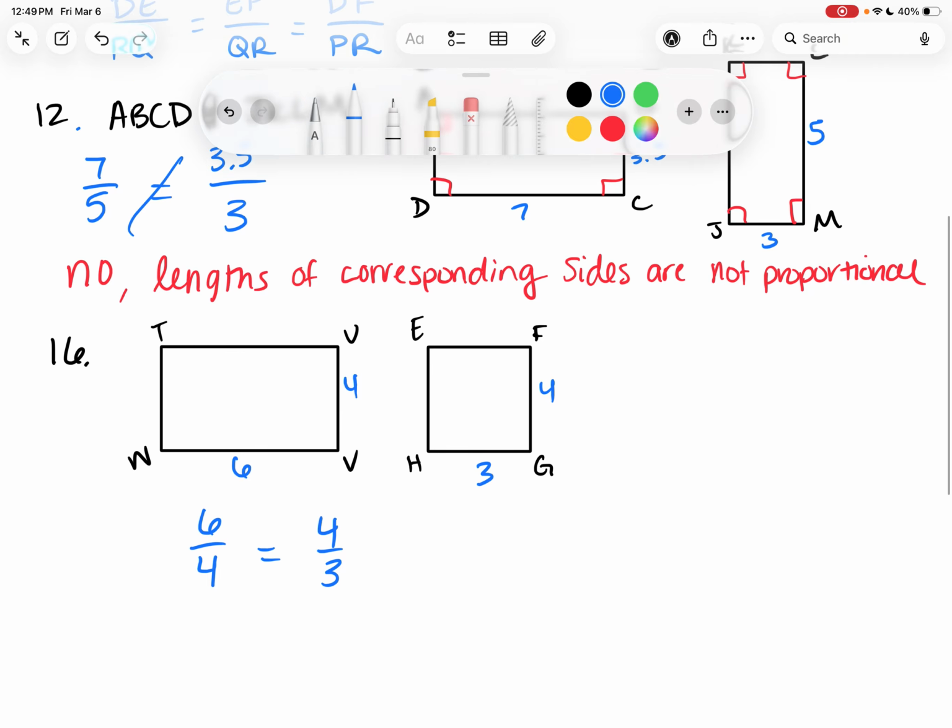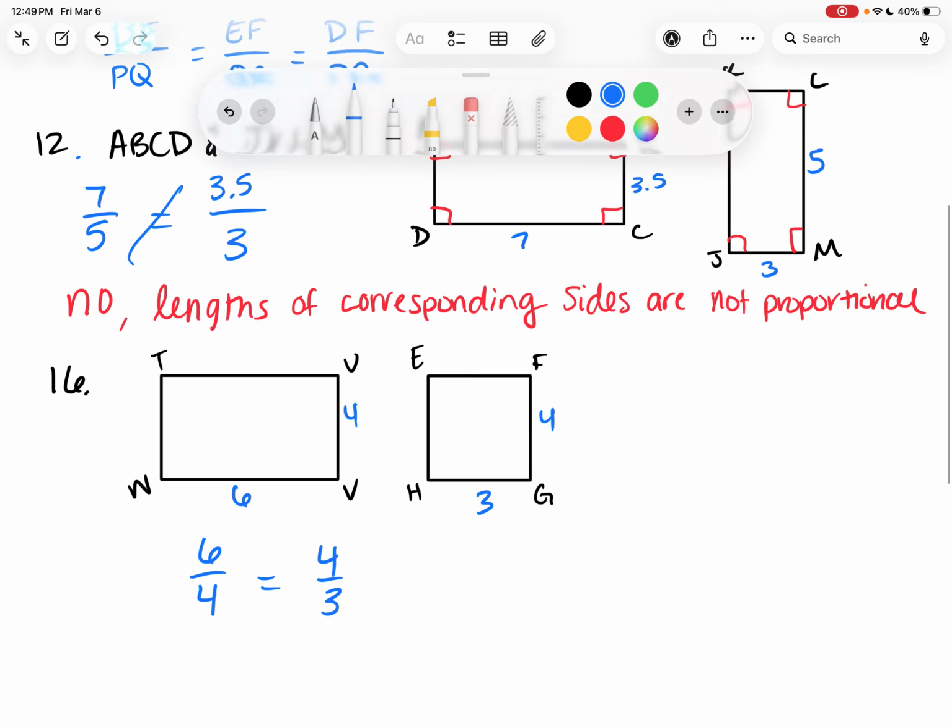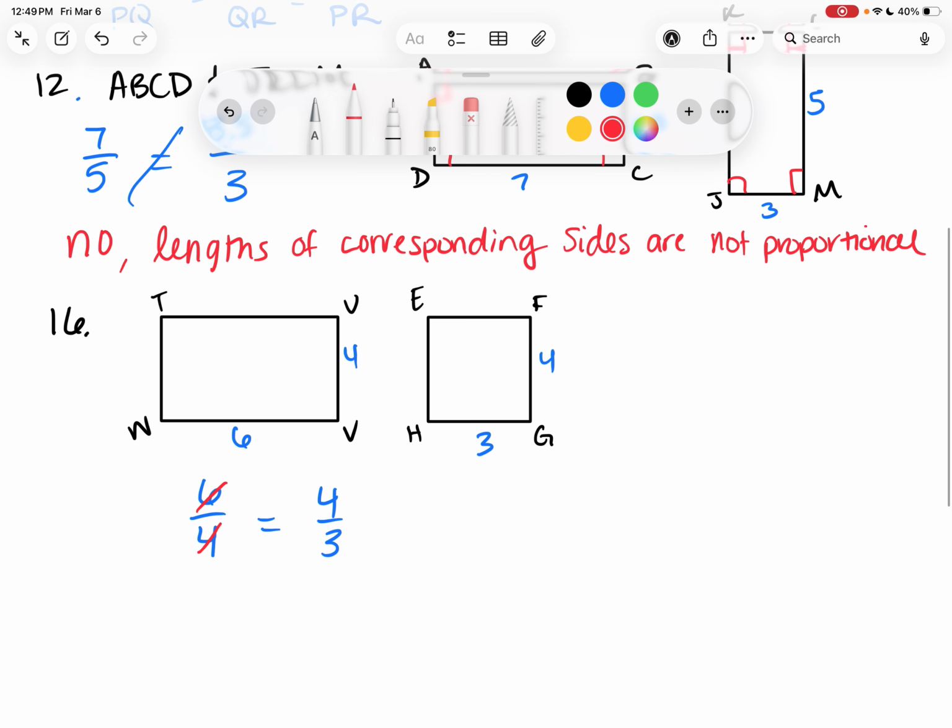Can either of these be reduced any further? Well, 6 over 4 can. Yeah, this would become 3 over 2. Is 3 over 2 equal to 4 over 3? Nope, so we would say no, or not similar or something like that.